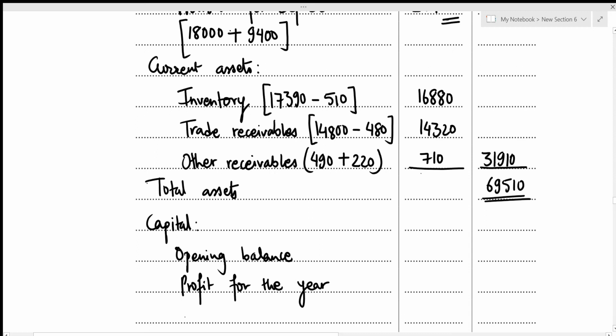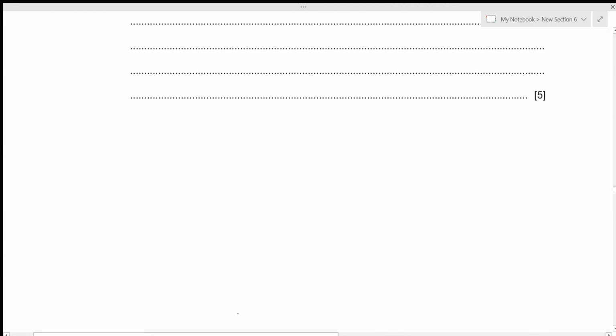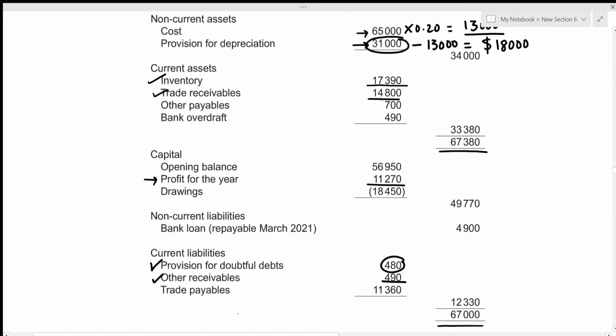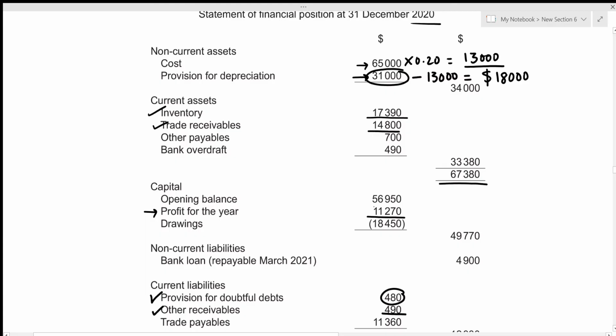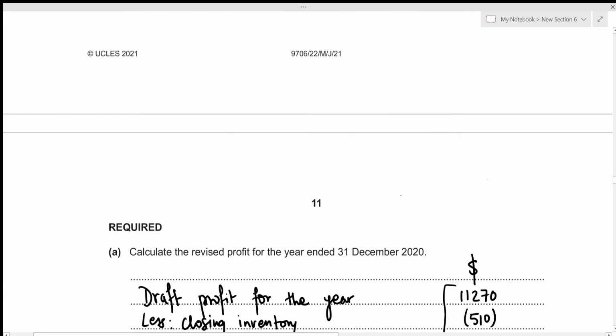And we subtract the drawings. So the opening balance is going to remain the same. Let's have a look. The given opening balance is of 56,950. We can exactly put this amount in our corrected statement of financial position as well.